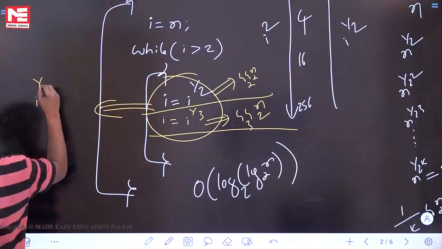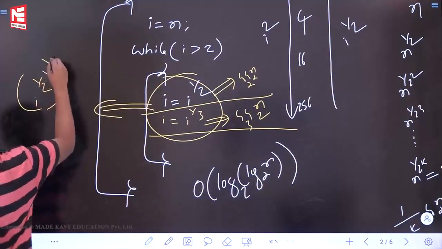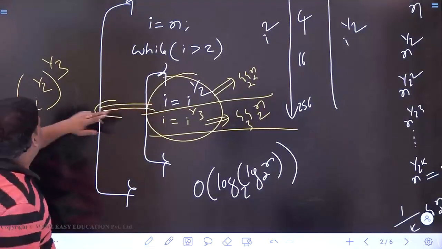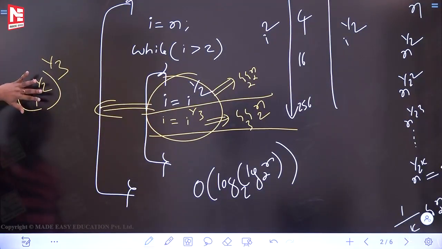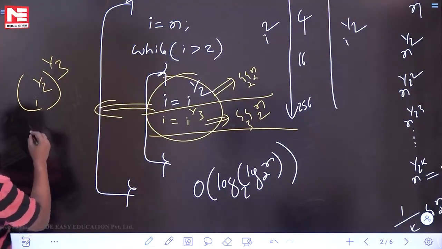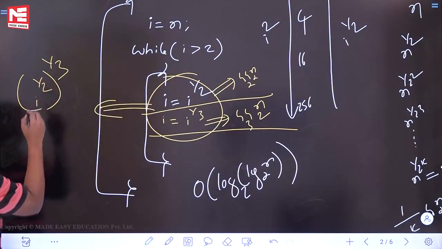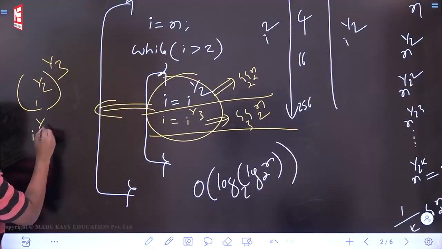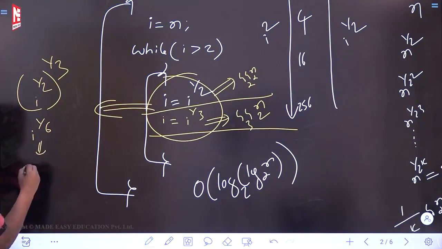Initially, I power 1 by 2 is there. Whole power 1 by 3. Initially, I value is I power 1 by 2. Afterwards, I power 1 by 3, which goes to a power m whole power n, a power mn. It will become I power 1 by 6. What is the answer?